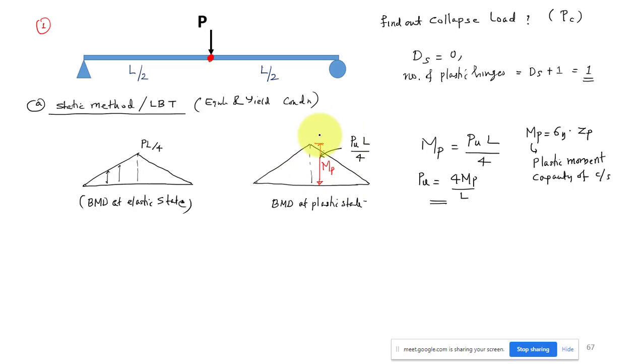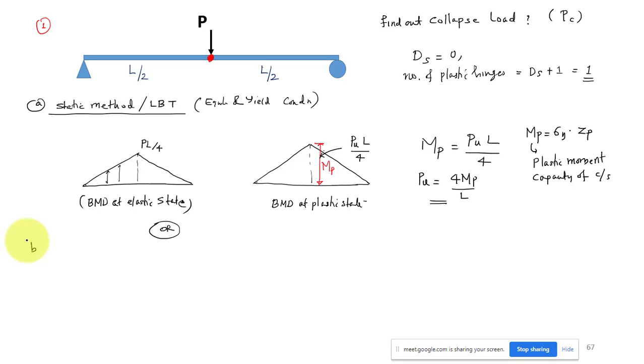This is your MP, the plastic moment, the peak value, that is equal to PL by 4. So in this equation you have to just replace your P with the ultimate load, because this is at the ultimate stage, at the plastic state. So this is how we have to solve it by using the static method. These are all simple examples, so it won't take any time. It is also a simple method, and it is not very difficult.